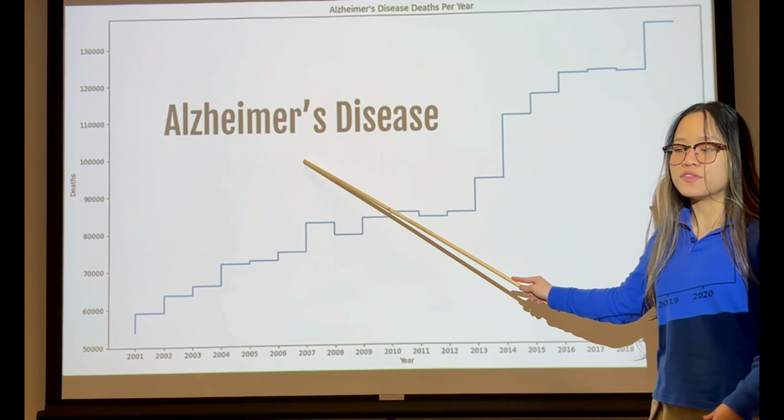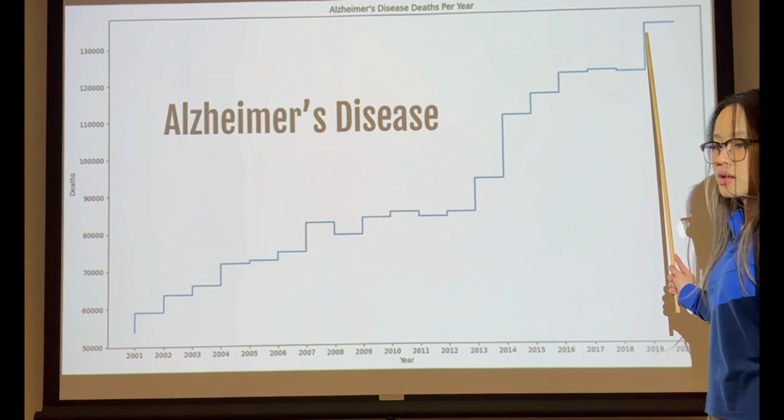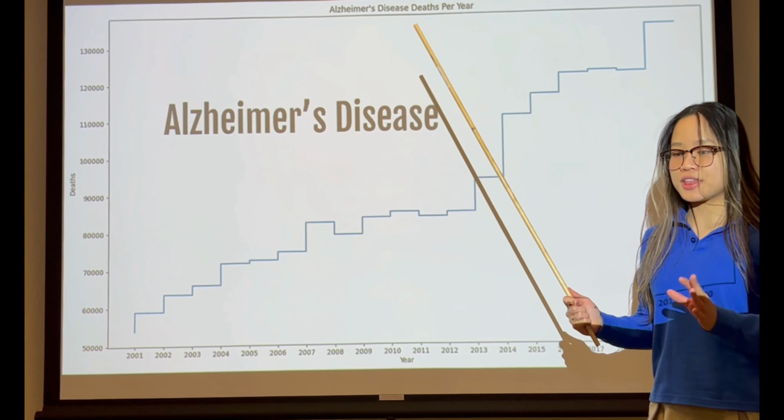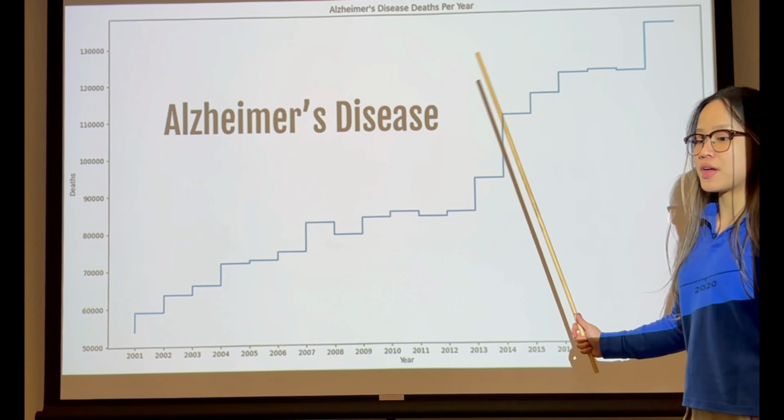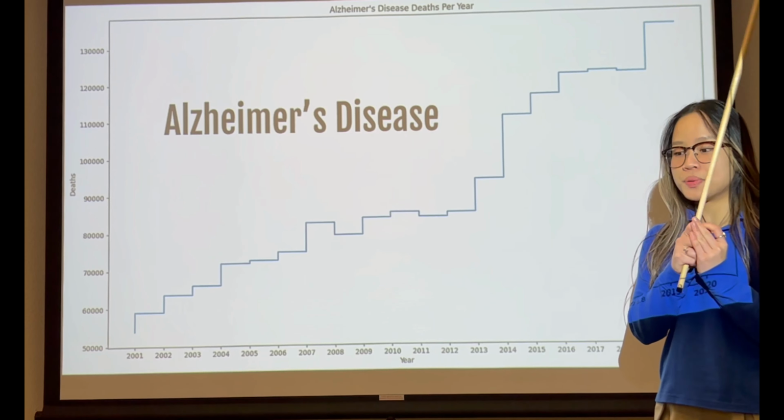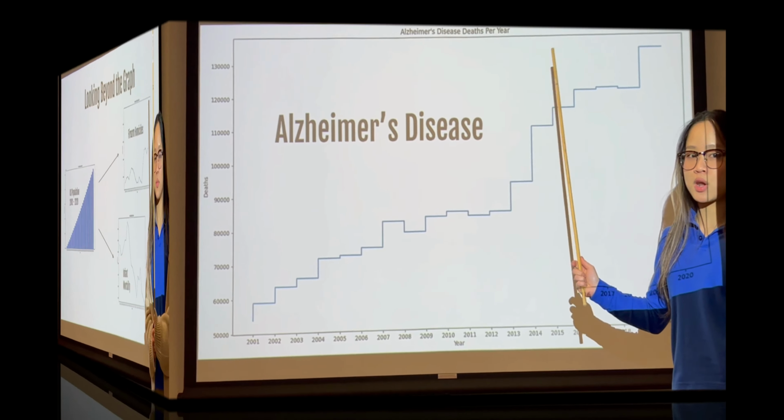Alzheimer's deaths have increased by 80,000. We saw before that elderly deaths have grown by a substantial amount. The growth in elderly deaths and Alzheimer's are linked, as people tend to get Alzheimer's disease when they get older.